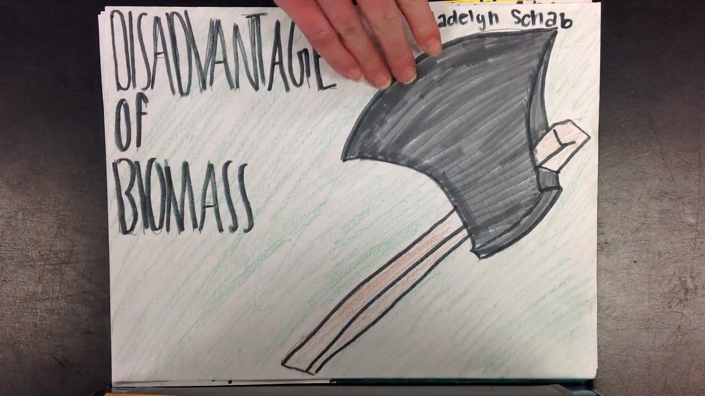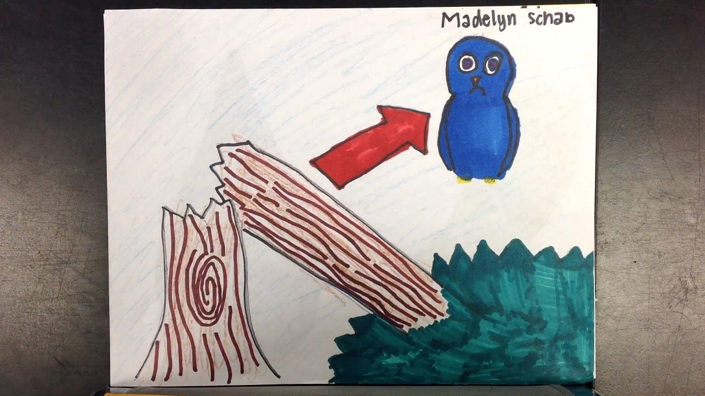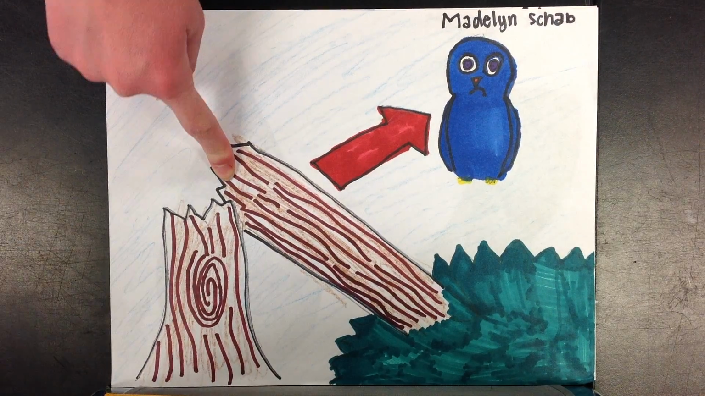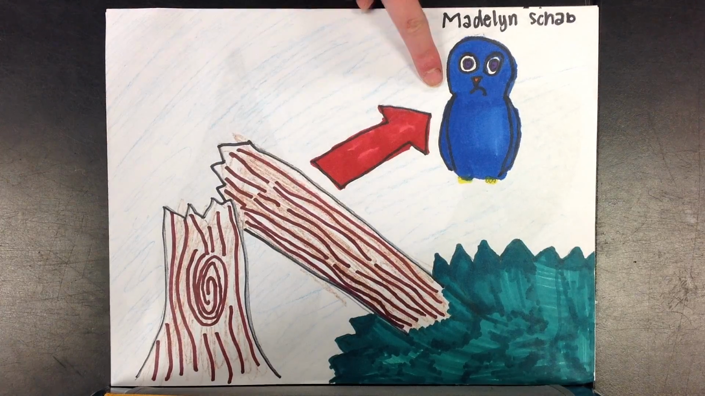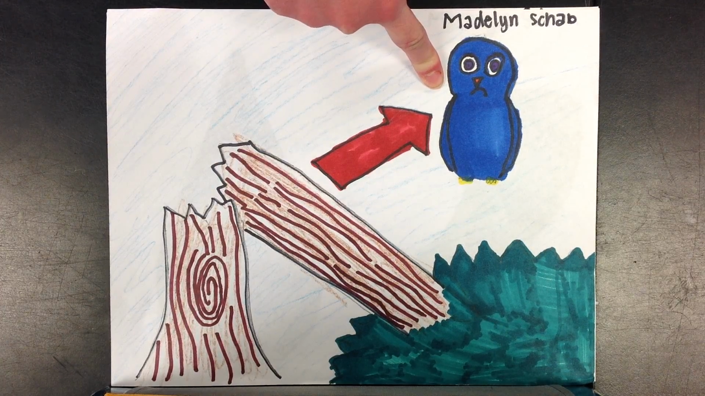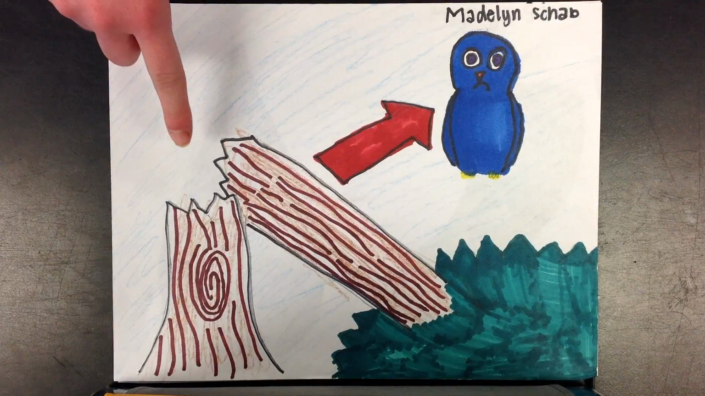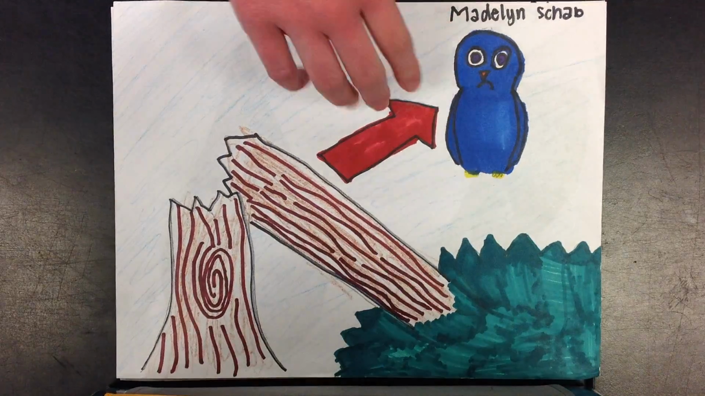Disadvantages of biomass. Biomass leads to environmental loss. To collect the amount of lumber needed, you need to clear a big chunk of the forest. This leaves animals without any homes. It also requires a lot of space to create the factories. This also leaves animals without homes.